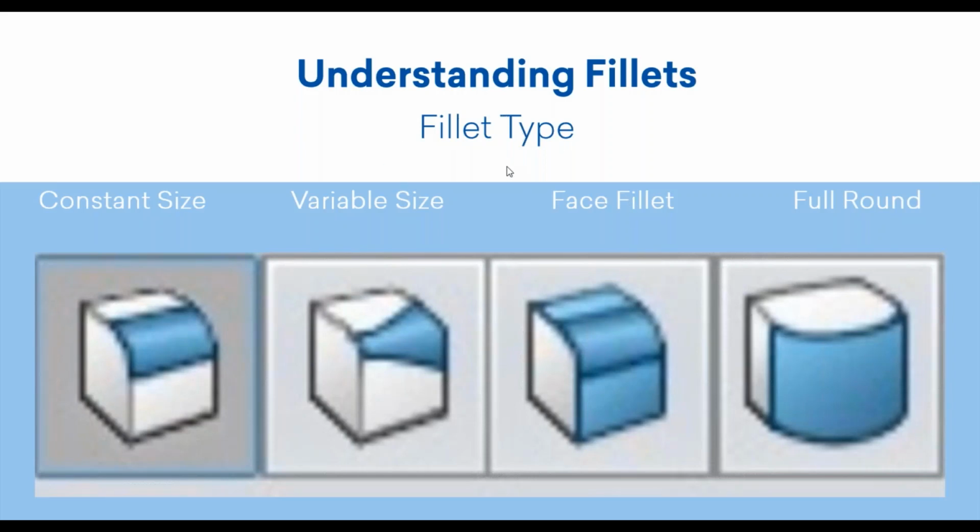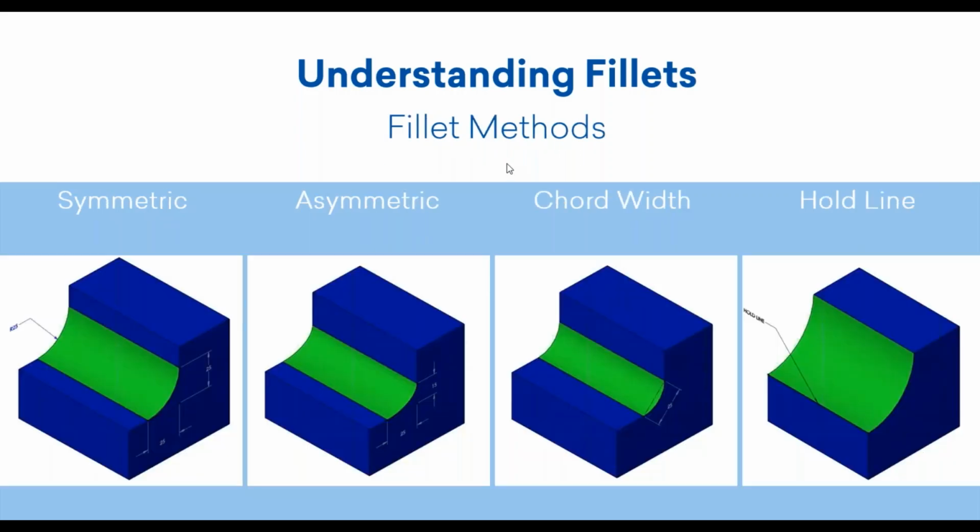So those are our fillet types. Once we define our fillet type, we have our fillet methods, and that's another 4 options here. Your fillets can be symmetric or asymmetric. If you're asymmetric, it's going to have an elliptical profile kind of look. Symmetric is what you'd expect, the default option.